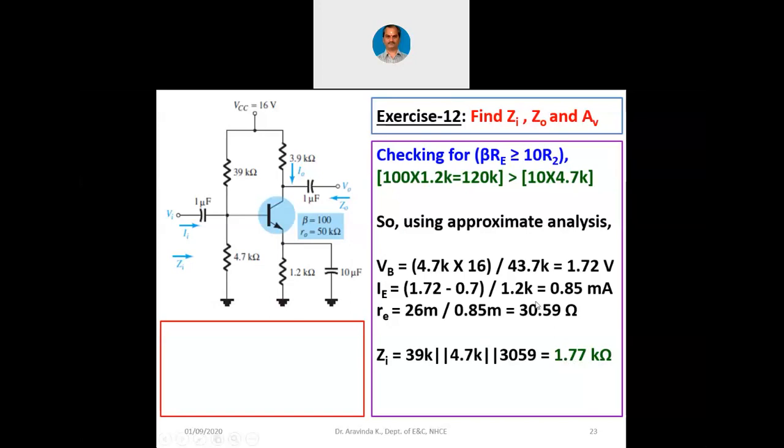Now, can somebody again tell me quickly the answer for Z0? Output impedance is RC parallel with R0. R0 is given as 50 kilo ohms, RC is given as 3.9 kilo ohms. I want somebody to tell me the answer.